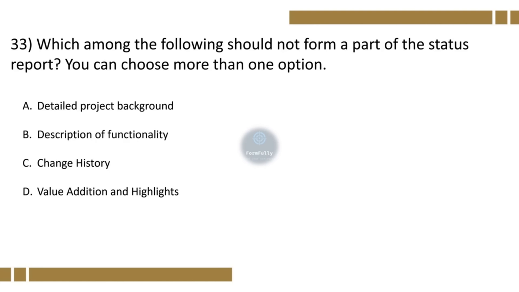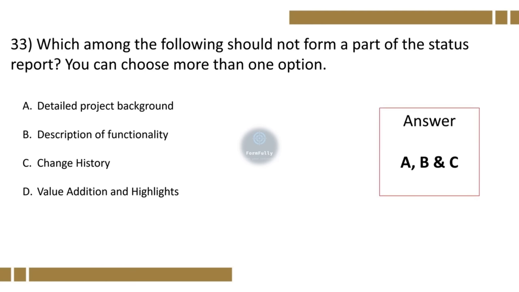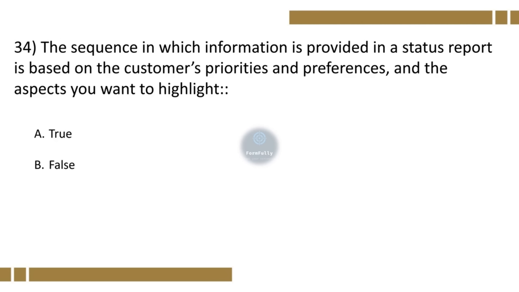Question 33. Which among the following should not form a part of the status report? You can choose more than one option. Option A, detailed project background. Option B, description of functionality. Option C, change history. Option D, value addition and highlights. And the correct option is A, B and C.